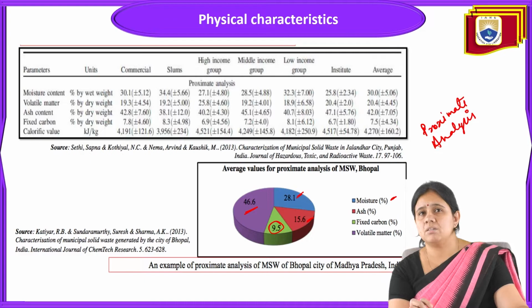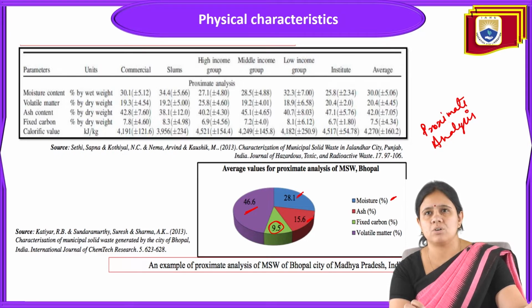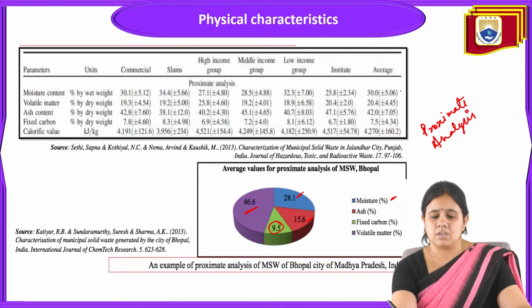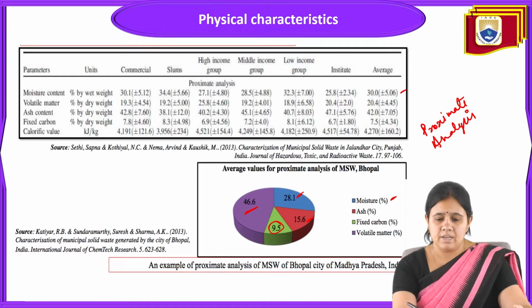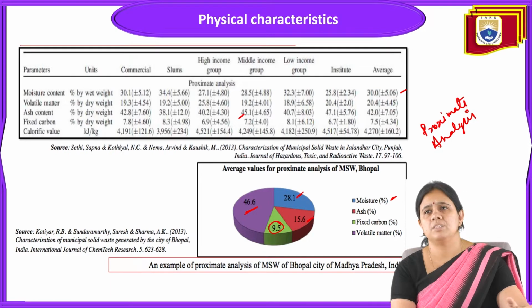In the high income group the moisture content is less, because most of the waste is paper waste and cardboard waste. Middle income is also approximately 28%. Lower income group has more moisture content. The institute is also less, and the average is 30%. Like that, volatile matter is far more in the high income group, and less in commercial or slum areas. The ash content is the same everywhere, only the middle income group is more, around 45, and 42 is the average.